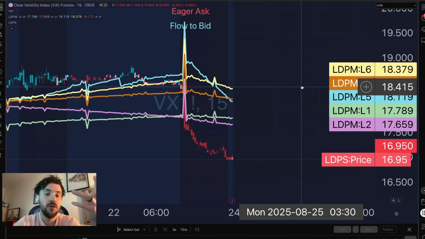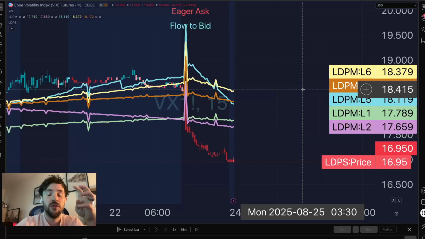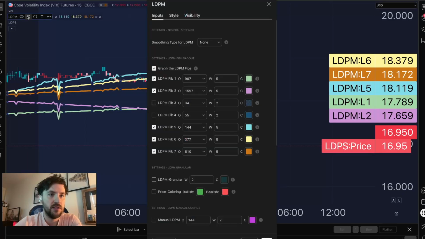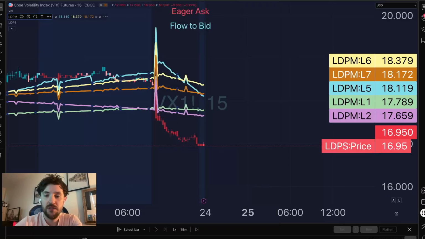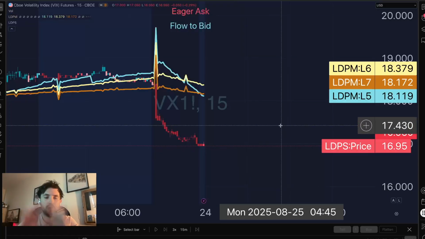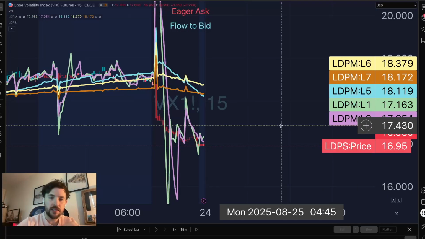So on this view, there is no identifiable support for VIX because LDPM isn't programmed in TradingView to go above 1597. So just bearish all around, bearish on the VIX. Let's do the opposite then. Just real quick while we're here, you can see what the process is for me as I go through this. Instead of the ultra long term, let's see if there's any eager parties stepping in.